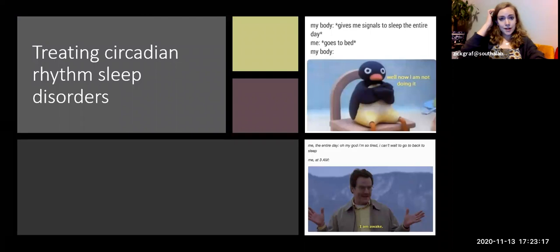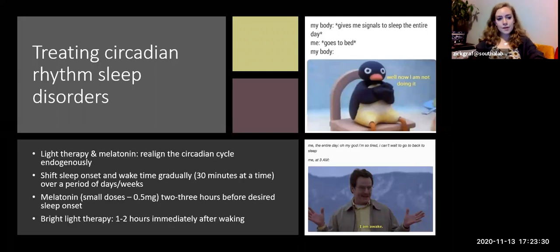So the way that we treat circadian rhythm sleep disorders is actually behavioral in the sense that people have to really adhere to a long-term, intensive intervention, but it's totally biological. So the way it works is using bright light and exogenous melatonin supplements to help realign the circadian schedule.